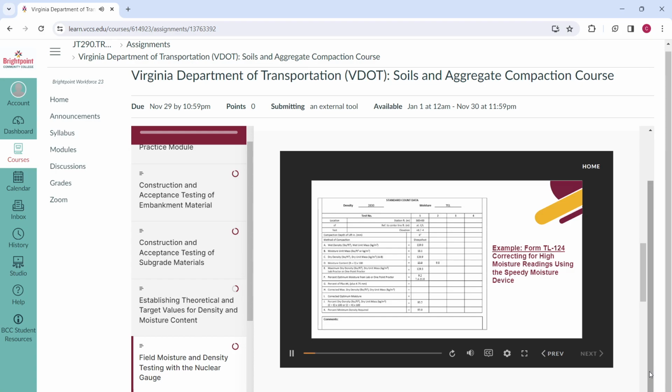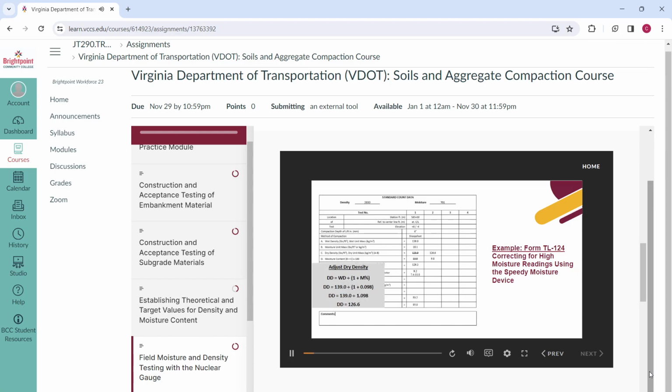Let's take a look at this in an example. As you can see here, we've gotten a false high moisture reading of 15%. We ran a speedy test and found that the speedy dial reading showed 8.9. When comparing this to our speedy moisture chart, it told us that our moisture should be 9.8%.